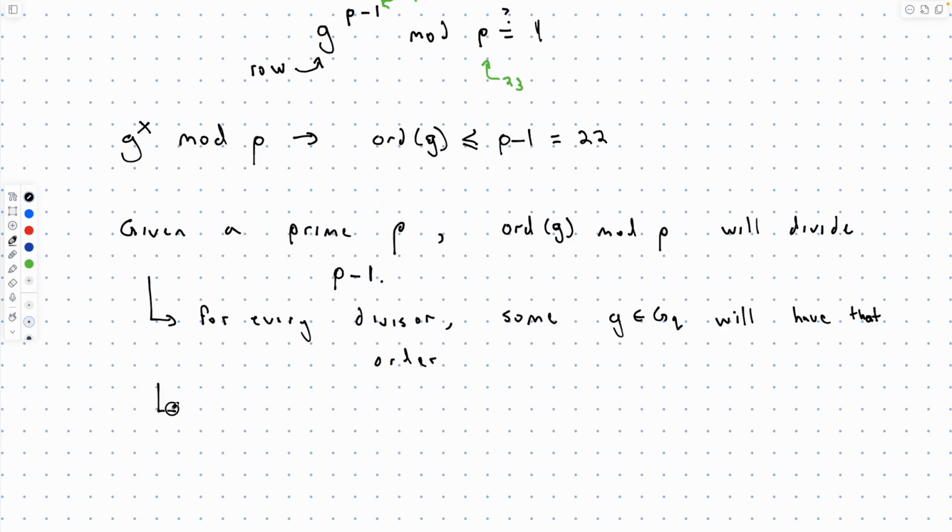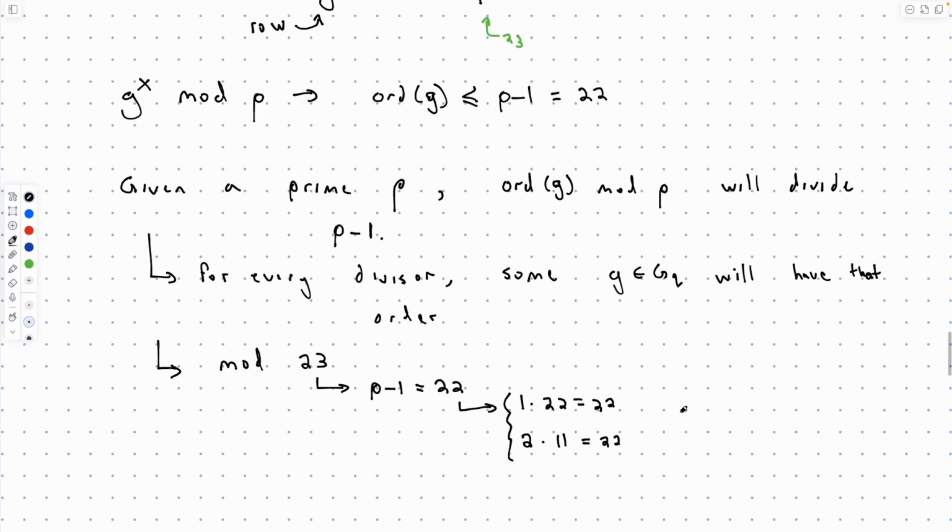Okay, to illustrate this, we're working mod 23. What's p minus 1? Equals 22. What are all the ways of dividing 22? Well, I have 1 times 22 equals 22. And I have 2 times 11 equals 22. And that's it. Those are the only divisors I have.